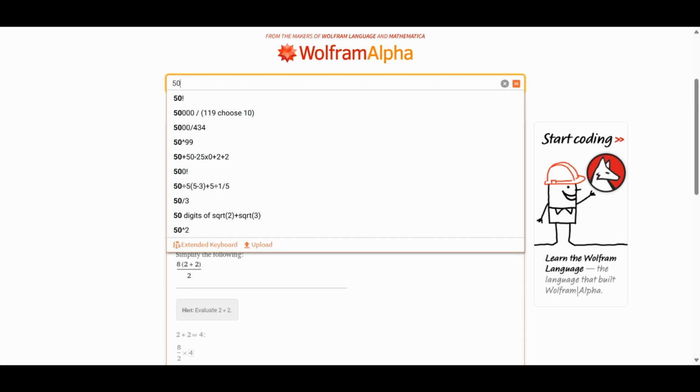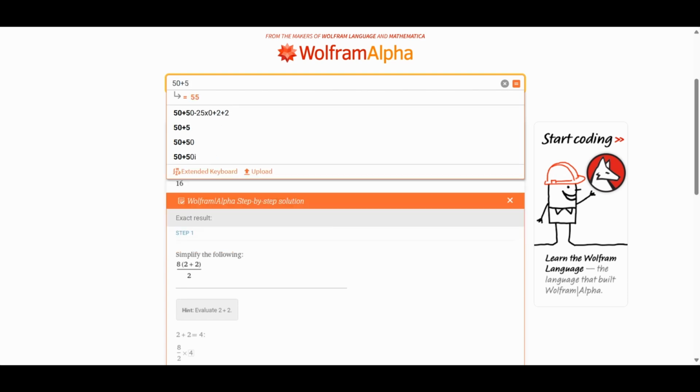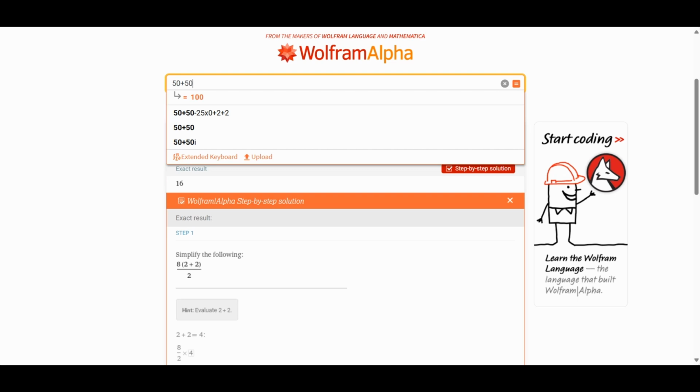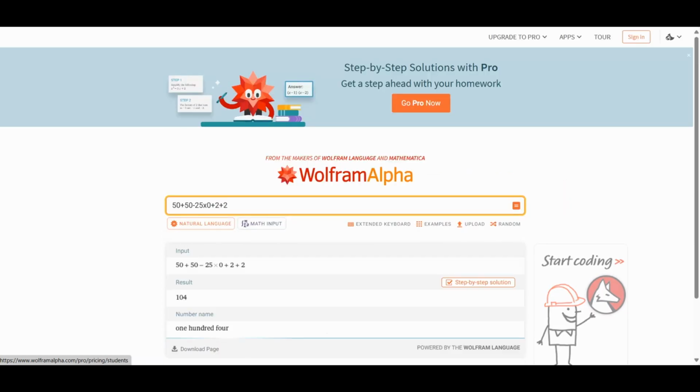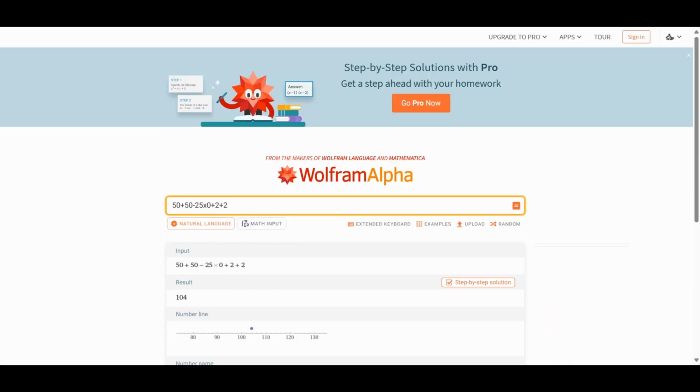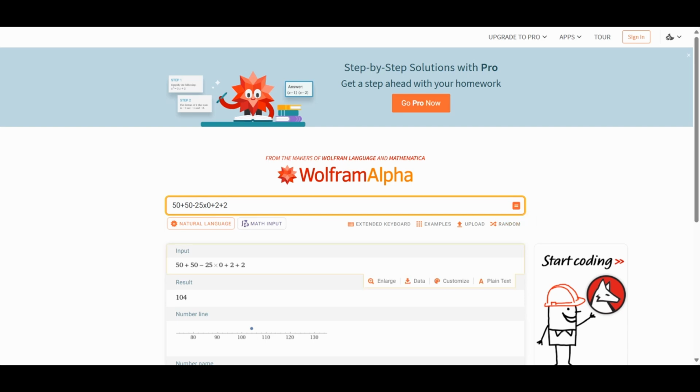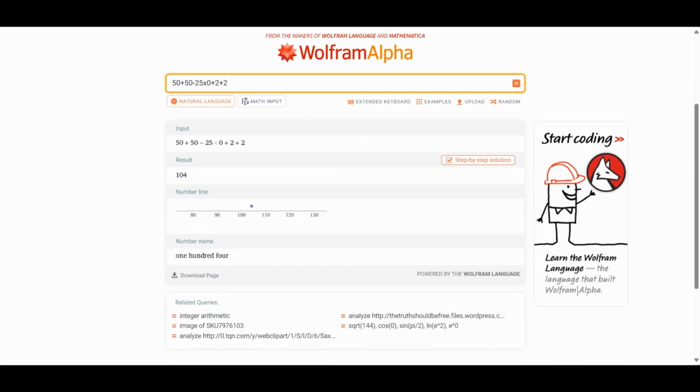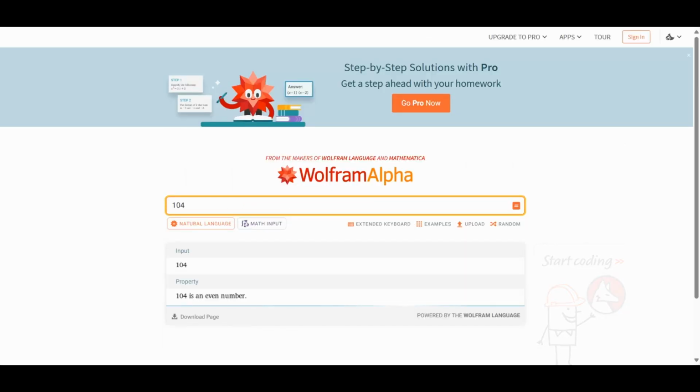One of the common ones is 50 plus 50. There it is. It comes up. It already has it known in here. I think this is one of the common viral problems that people look at, and you can just enter that in. Hit the equal sign if you want to, and it'll show you the answer. And this tells you right here the result is 104.